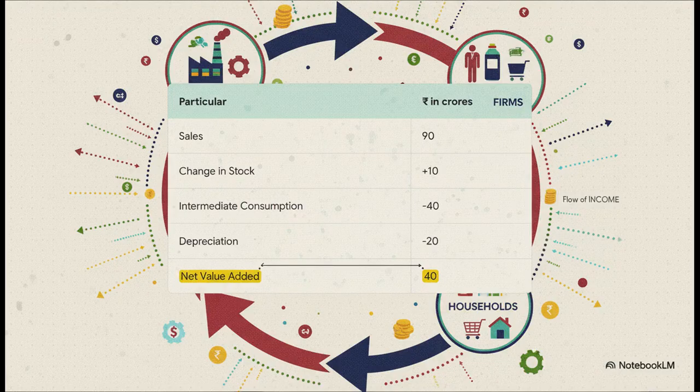Let's make this a little more real with an example. So for a company we'll just call Firm X, we start with its total output. That's 90 in sales plus 10 from changes in its stock, which gives us a total of 100 crores. From that, we subtract its costs, 40 for materials and 20 for depreciation. So what's left? Right there at the bottom, you can see a net value added of 40 crores. Now just imagine doing this for every single firm in the country and adding it all up.